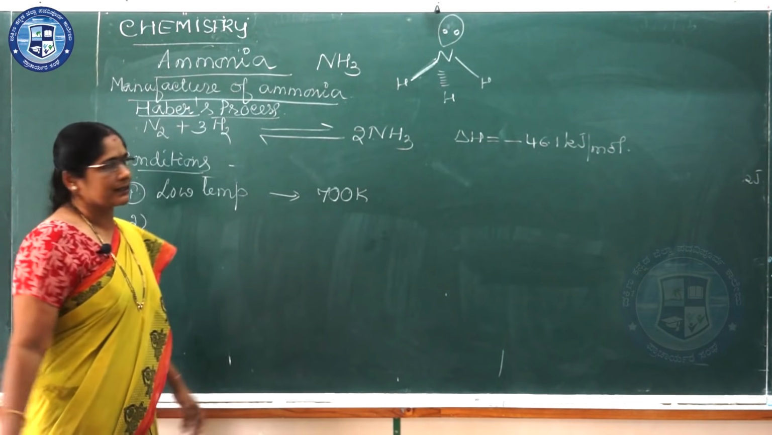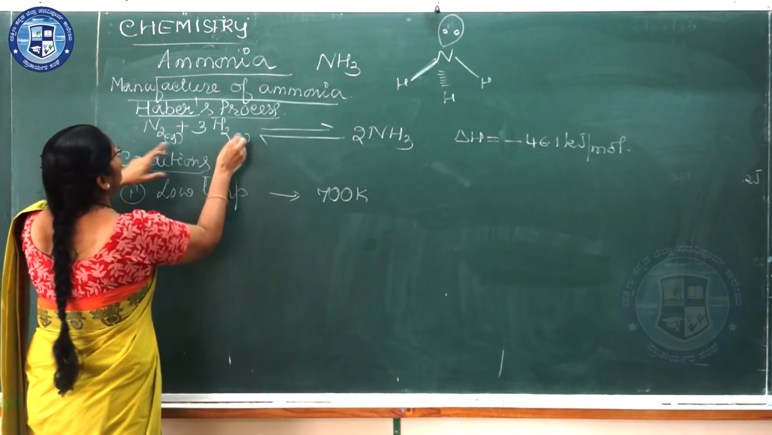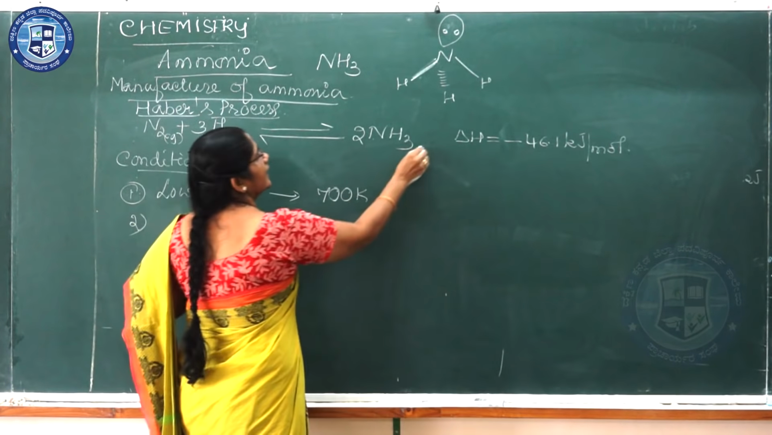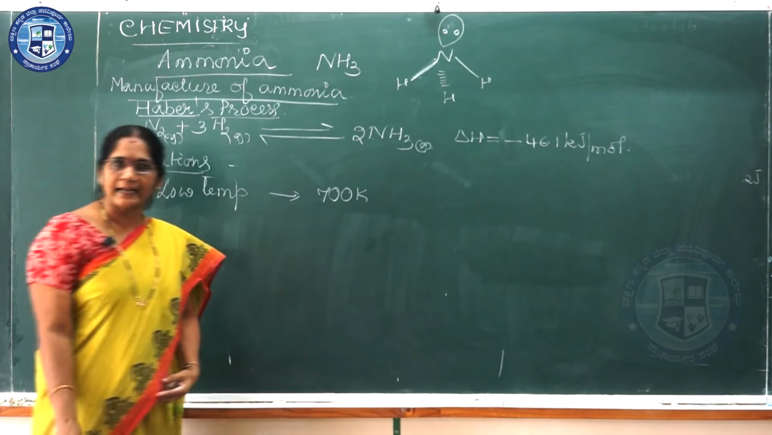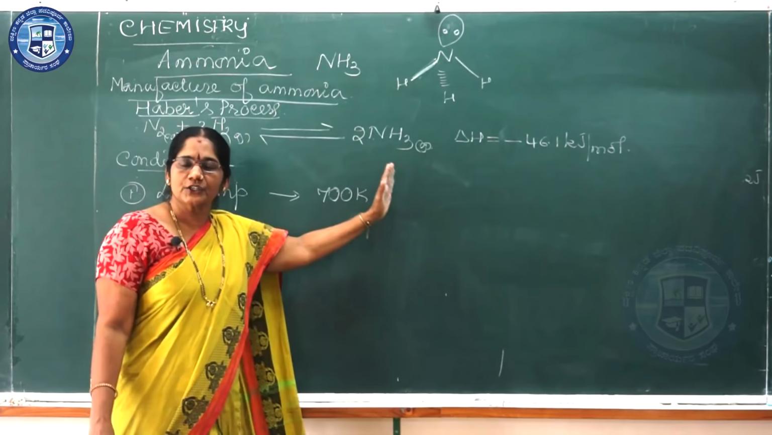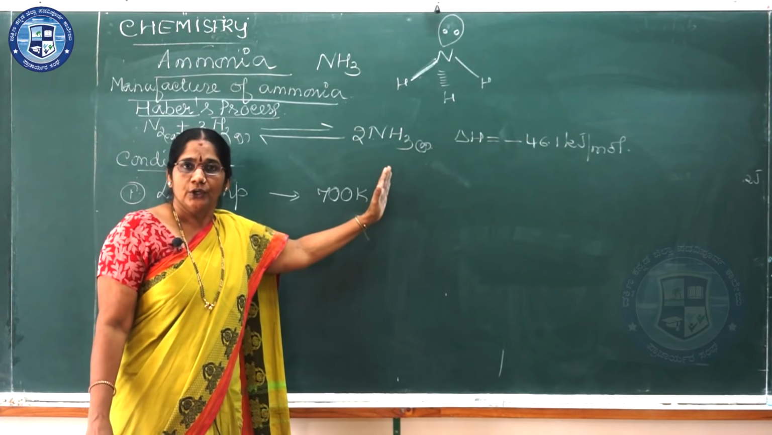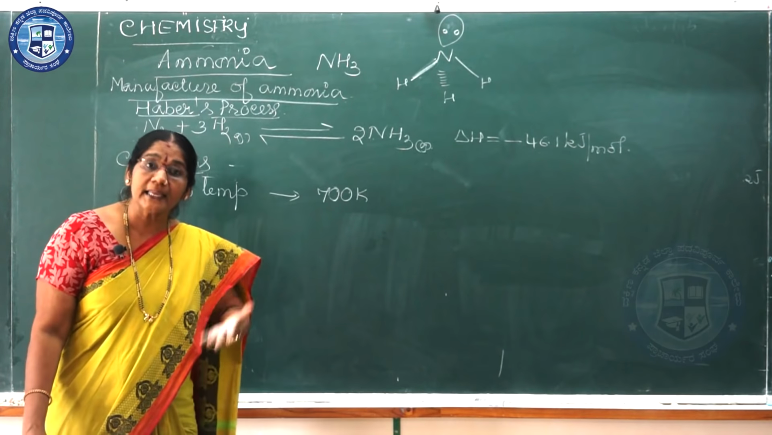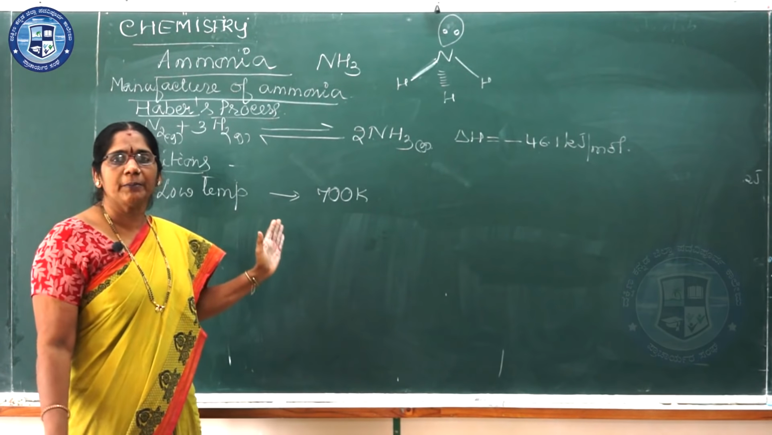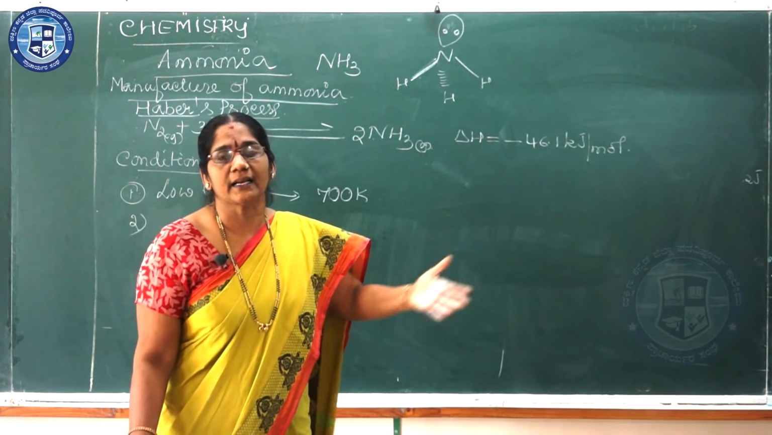Next, coming to pressure. You can see there are 3 plus 1, 4 moles of gases on the left side and 2 moles of gases on the right side. So, what is the effect of pressure? I want the reaction to go where the number of molecules is less, 2. So, I have to apply high pressure so that the equilibrium goes in that direction to decrease the pressure by decreasing the number of moles.